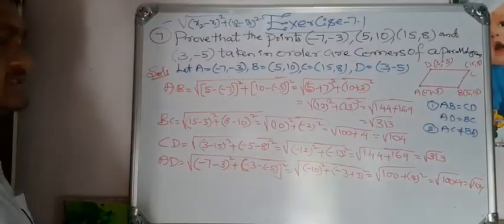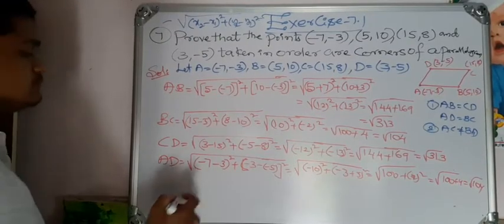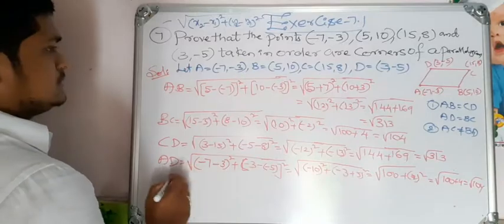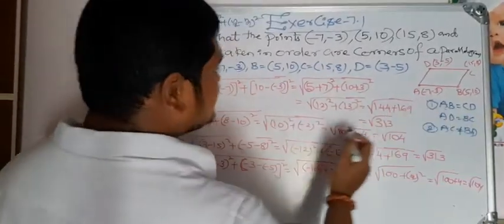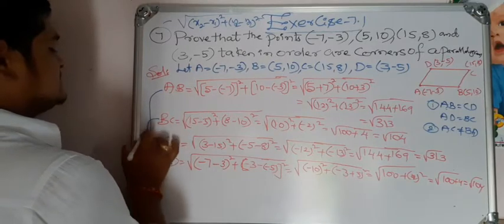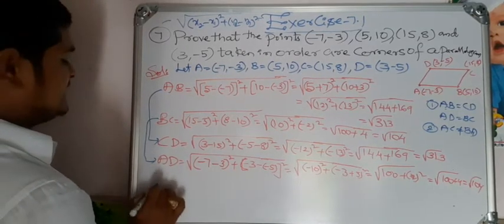Next, find the diagonals AC and BD. Already satisfying: AB must be equal to CD. These two are equal already. Next, BC is equal to AD. Now find AC and BD.